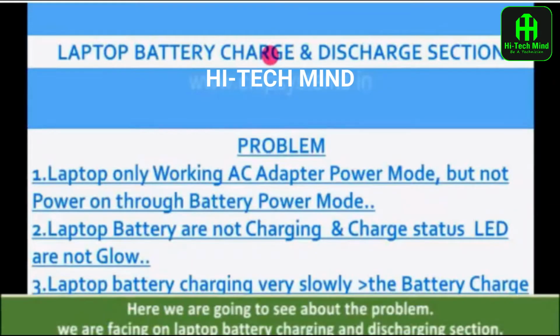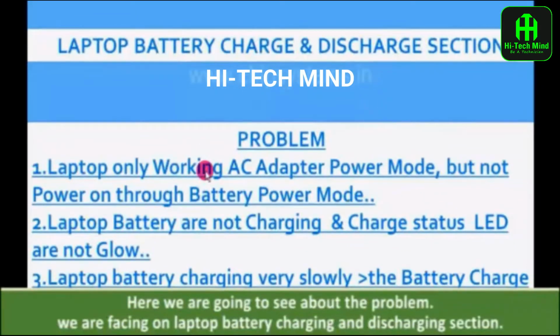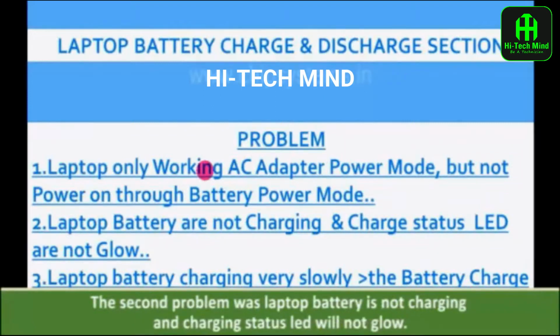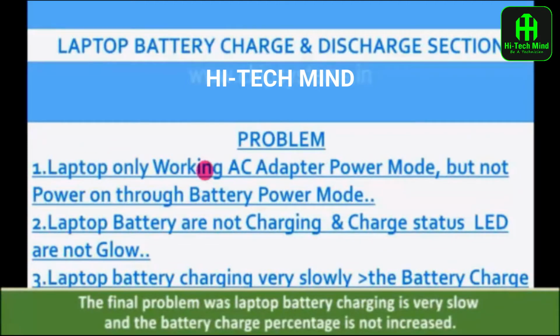Here we are going to see about the problems we are facing nowadays in the laptop battery charging and discharging section. The first problem is that the laptop only works on AC adapter power mode, not on battery power mode. The second problem is that the laptop battery is not charging and the charging status LED does not glow. The final problem is that laptop battery charging is very slow and the battery charge percentage does not increase.